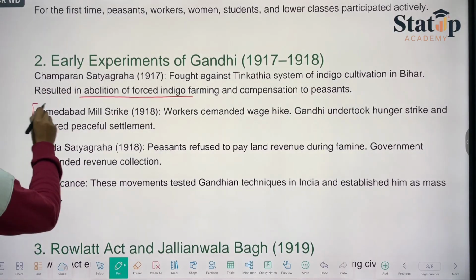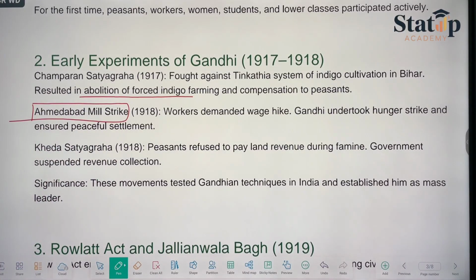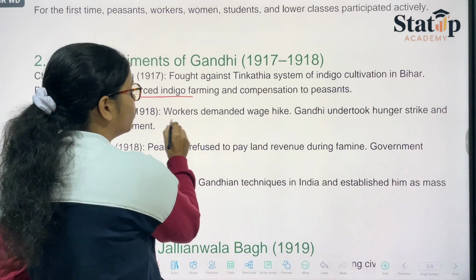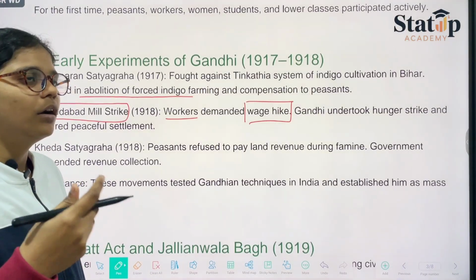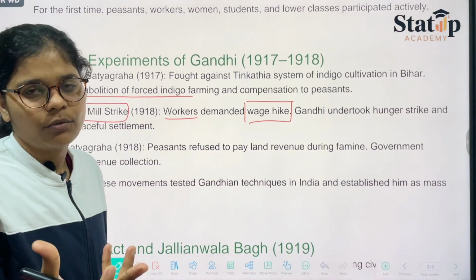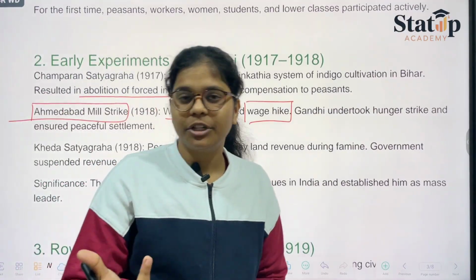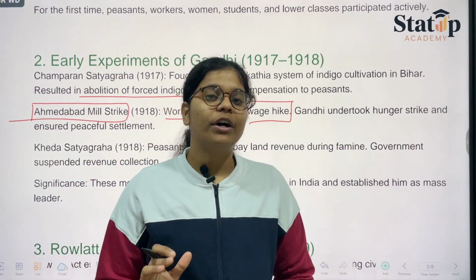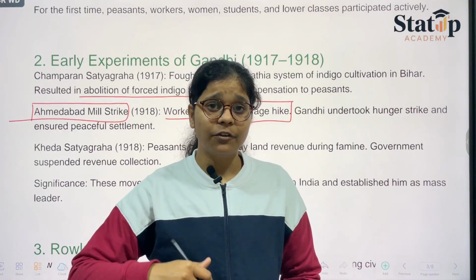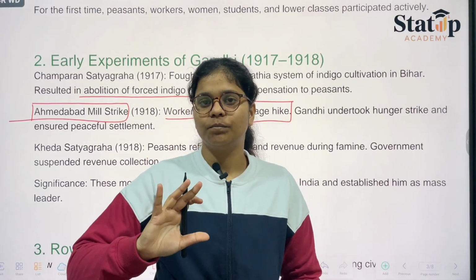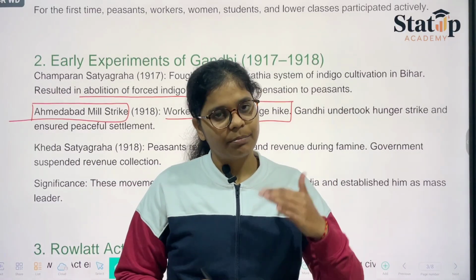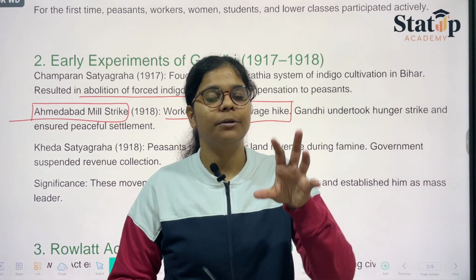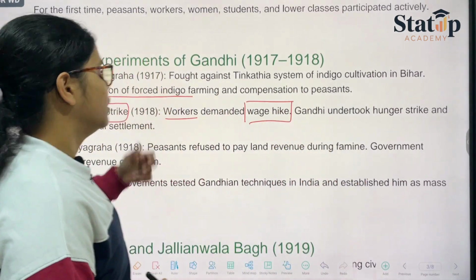When we talk about the Ahmedabad mill strike, it happened in 1918. In the Ahmedabad mill strike, workers wanted high wages, meaning they wanted a little extra salary, but Britishers being Britishers, they did not allow it. So Mahatma Gandhi sat with the workers and they went on a hunger strike. They did not eat for a few days, due to which the outcome was that the British agreed to the demands of the workers, and hence the wages were raised.